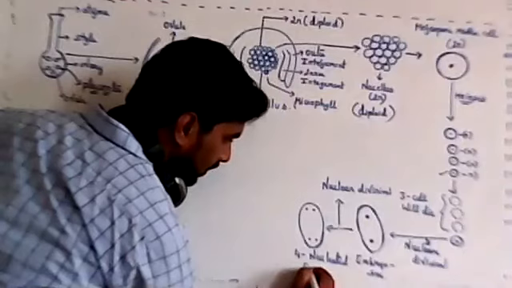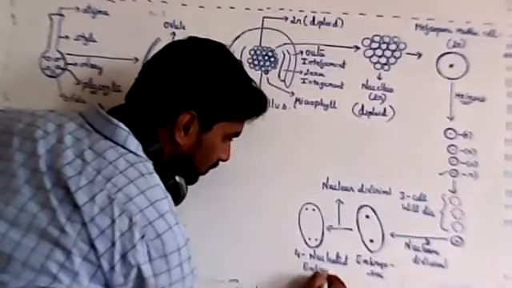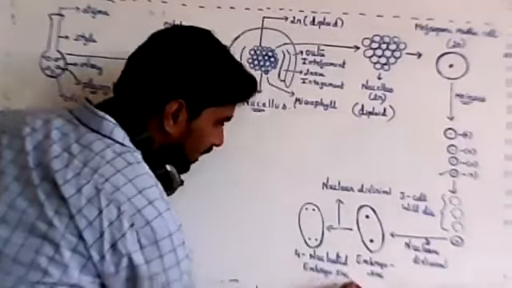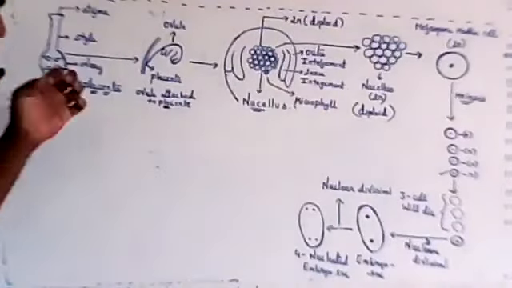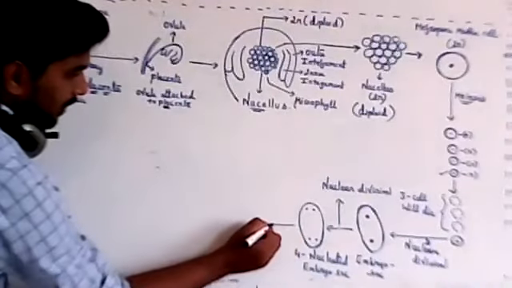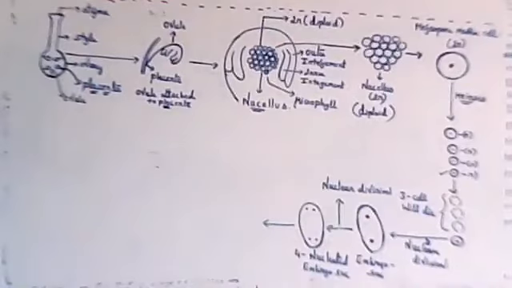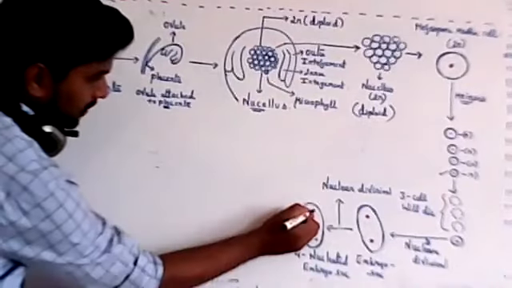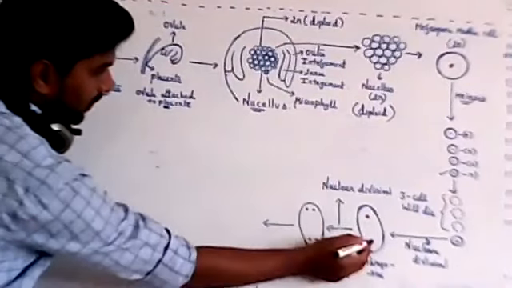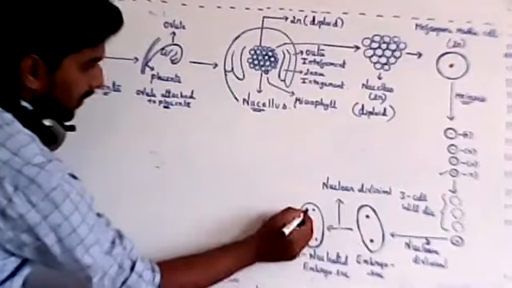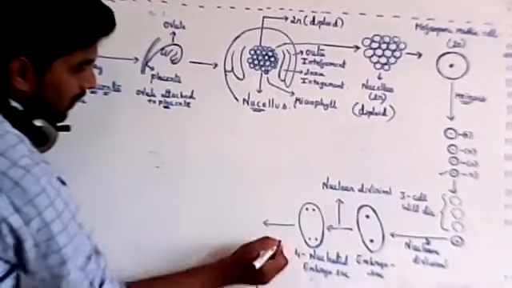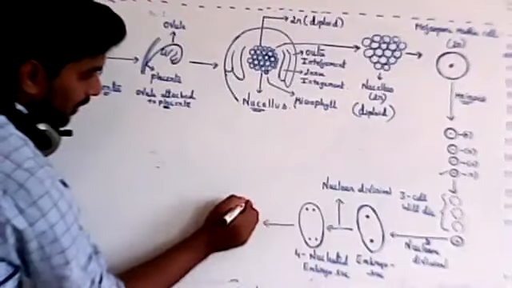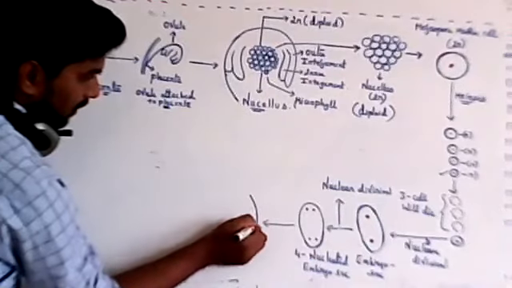Okay, 4 nucleated embryo sac. Now it is forming a sac-like structure. This 4 nucleated embryo sac will divide again. So the first 2 nuclei were there, that 2 nuclei will divide and give rise to 4 nuclei. These 4 nuclei again will divide and give rise to 8 nuclei.